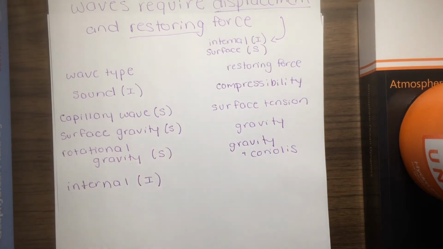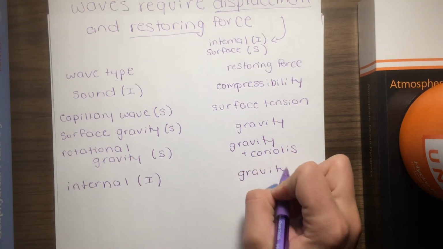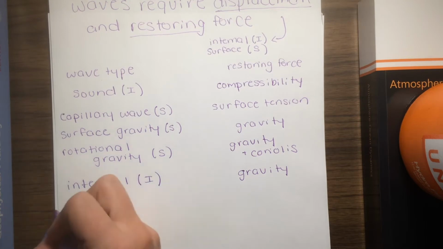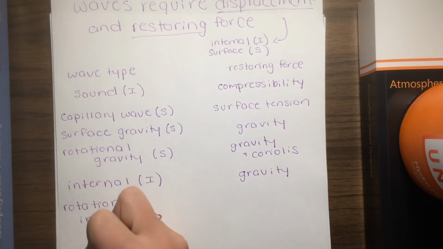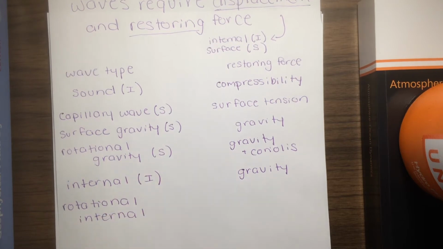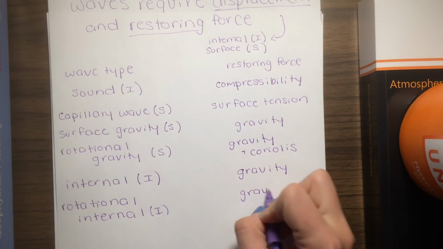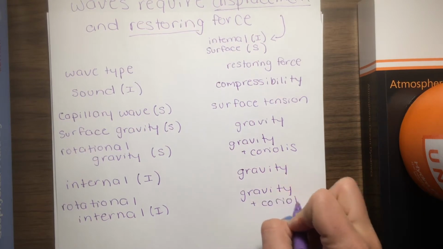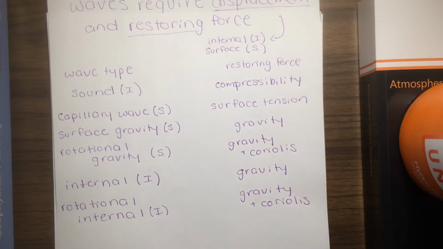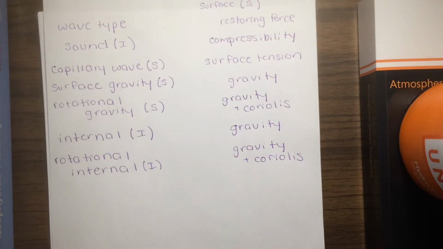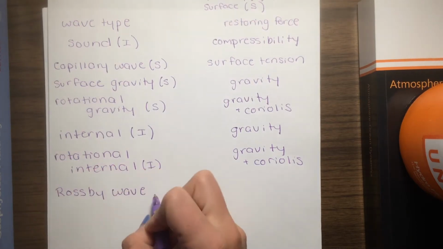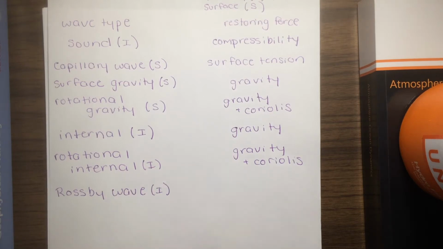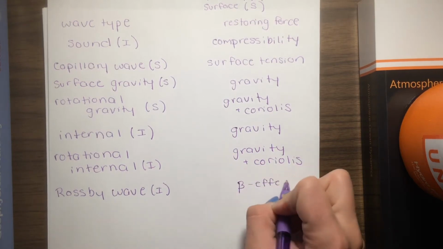Internal waves, which we'll be talking about today, are obviously disturbed internally, and they are restored by gravity. Rotational internal waves are also internal, and they're also restored by gravity, but they're restored by both gravity and the Coriolis. And finally, Rossby waves are internal waves, and they are restored by the beta effect, which again is the change in the Coriolis force with latitude.